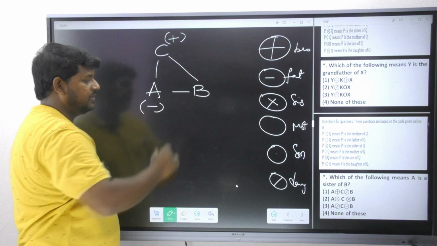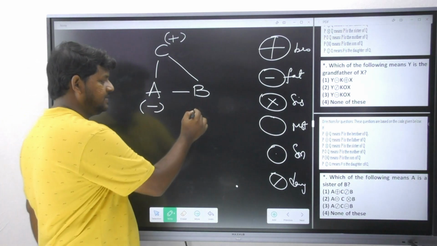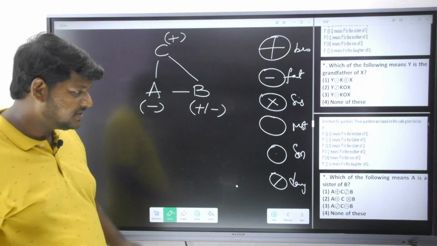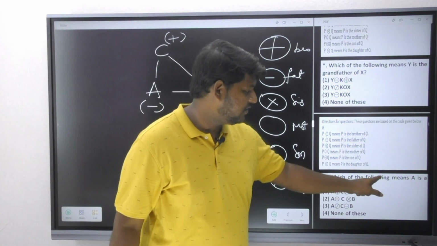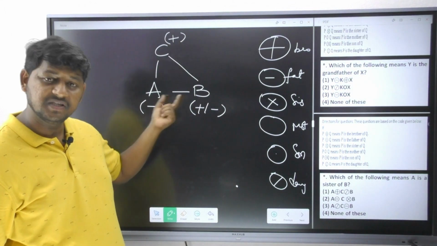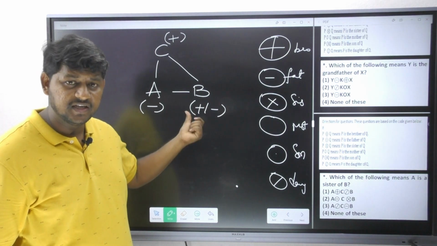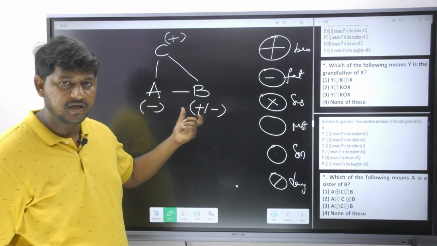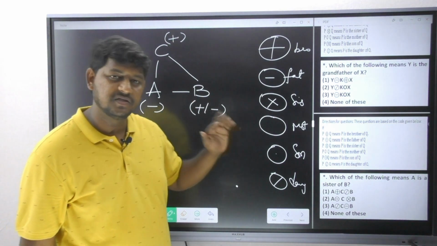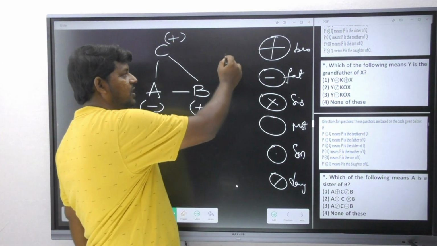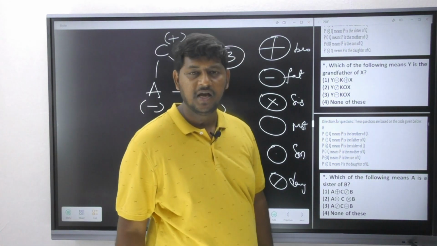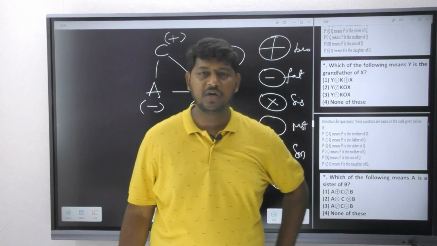You can confirm A and B are definitely siblings, and I don't know what is the gender of B, but what is the question asking, which of the following means A is the sister of B? Whether A becomes the sister of B? Yes. Whether B is male or female, end of the day A is going to be sister of B only. So my answer is option number 3.